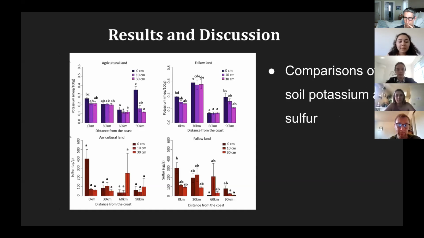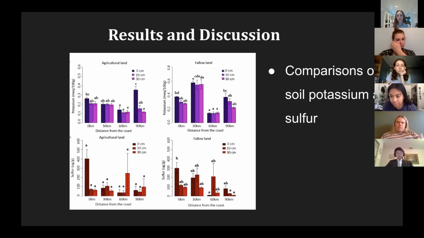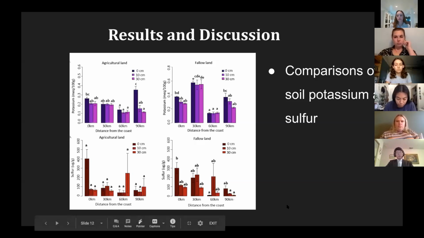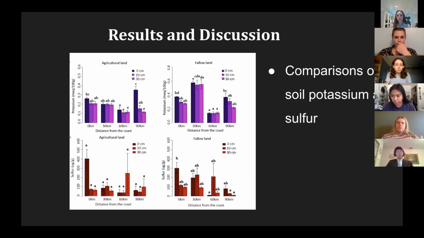And then for the next figure, there was an overall significant difference in the amount of potassium and sulfur. For example, if you look at the 30 kilometer distance for both potassium and sulfur, and the 10 centimeter and 30 centimeter depths of the 60 kilometers, then there was a significant difference between both agricultural and the fallow land.